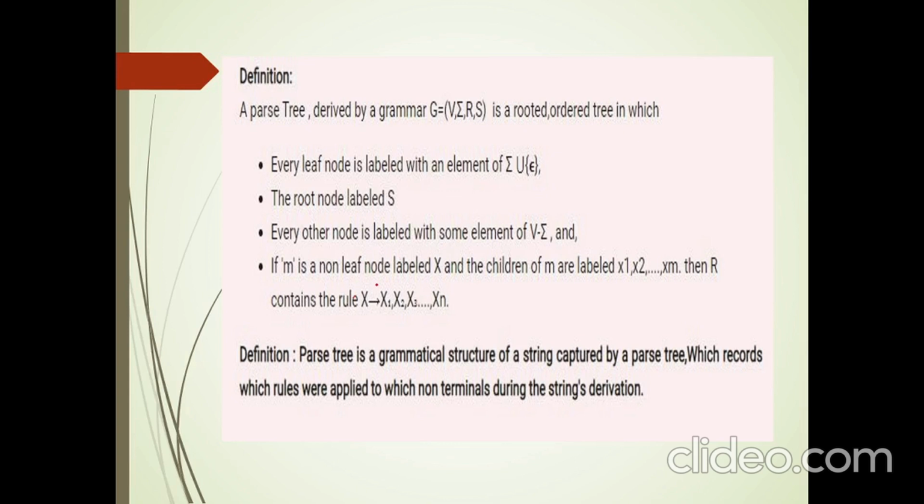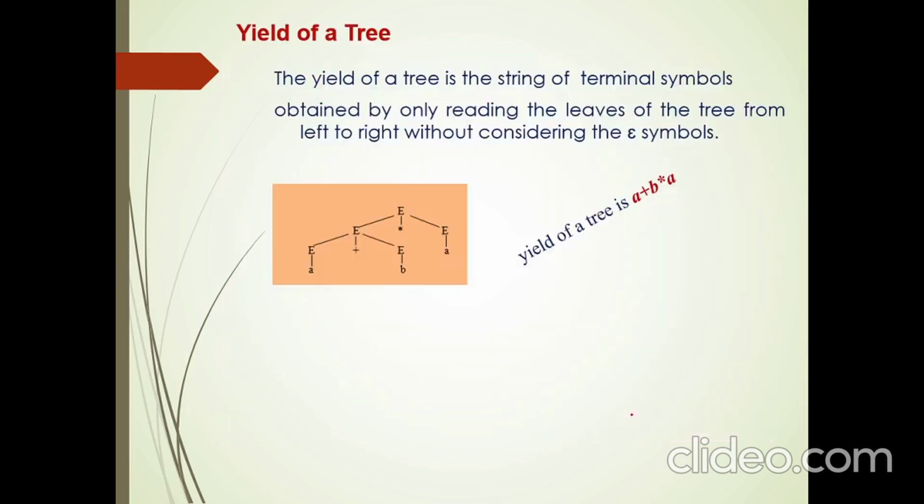If M is a non-leaf node labeled X, and the children of M are labeled X1, X2, up to Xm, then R contains the rule X gives X1, X2, X3, up to Xn. So this is the definition of the parse tree. A parse tree captures the grammatical structure of a string, which records which rules were applied to which non-terminals during the string's derivation.